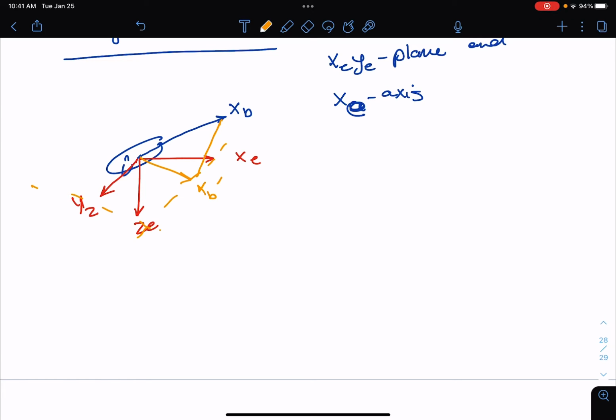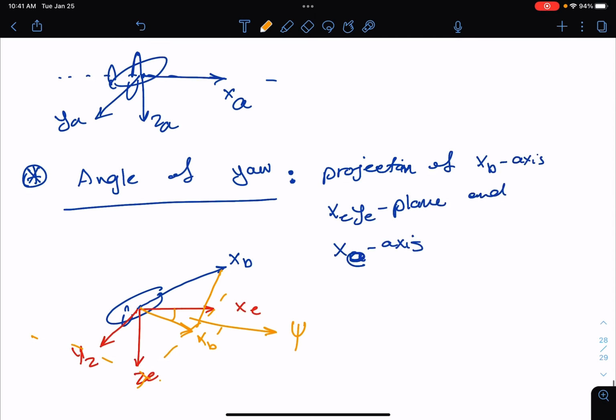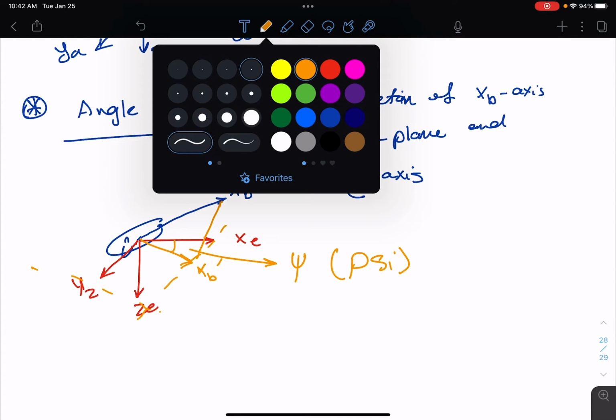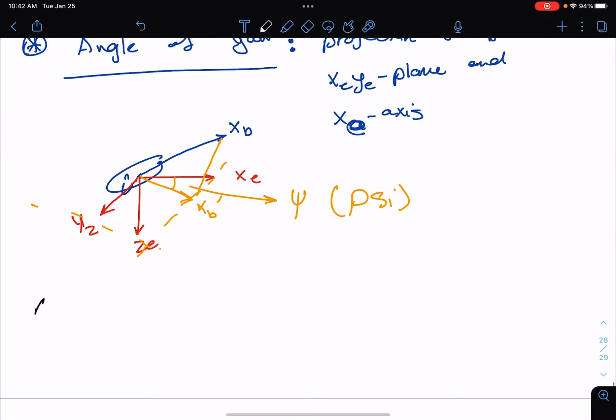The angle of this projection and X of E, this is called the angle of yaw, psi. Yes. Psi, psi. Next angle. Angle of pitch. Theta.